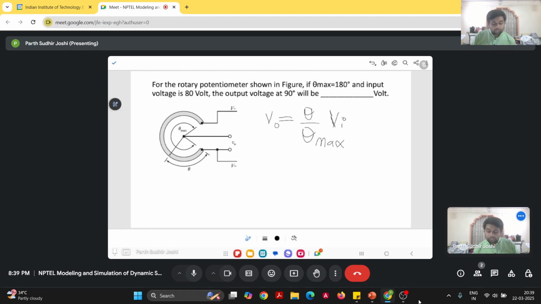So here the output voltage will be 90 degrees divided by 180 degrees into 80, which will be 40 volt.